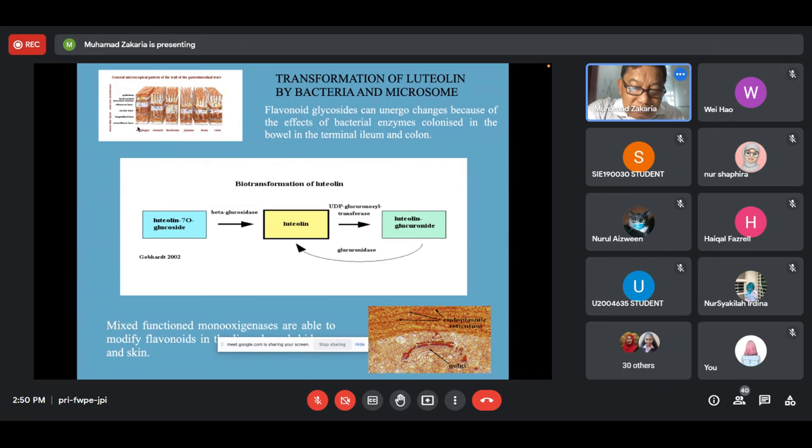and improve the skin structure. Luteolin 7-O-glycoside is converted to luteolin. Luteolin then, inside the liver, is converted to luteolin glucuronide, going back to luteolin.